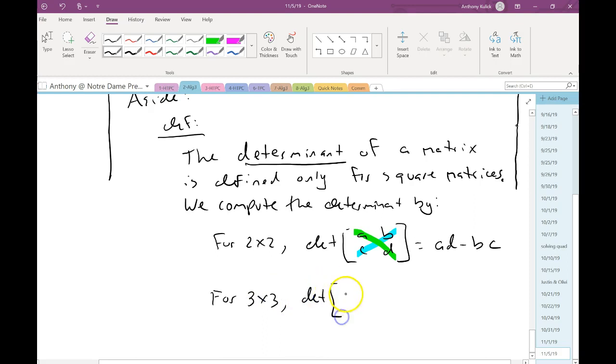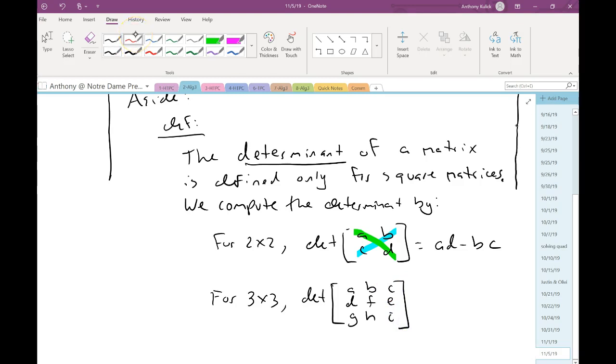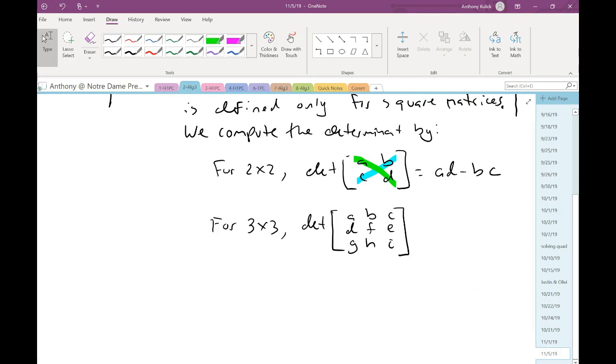For a 3x3, if I want to take the determinant of one, the alphabet's hard, guys. To compute the determinant for a 3x3, it's a bit more work than just multiplying the diagonals and subtracting them. So what I'm going to do right now is describe to you how you can find this determinant. I don't want to just turn this into a formula because the formula is pretty horrific. What I want to do is show you how I get the formula, because that's much easier to remember than the formula itself.